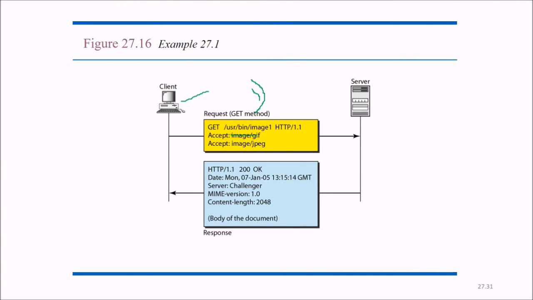Get, this is the path, HTTP 1.1 version, accept these kinds of images. Now the response would be HTTP, this is 200. Date of sending, time, server is say Challenger, MIME version is 1.0, content length is 2048.